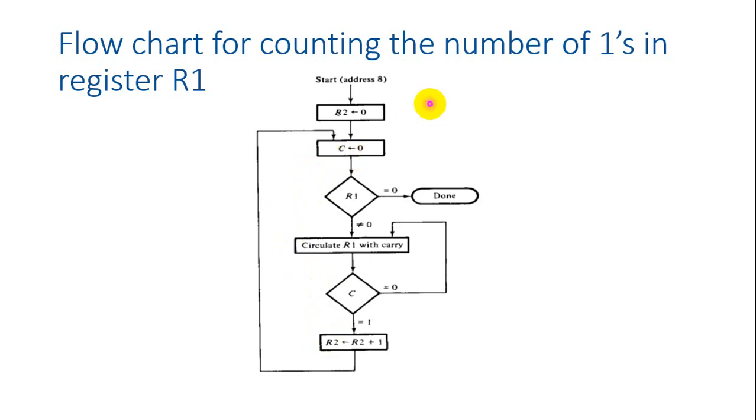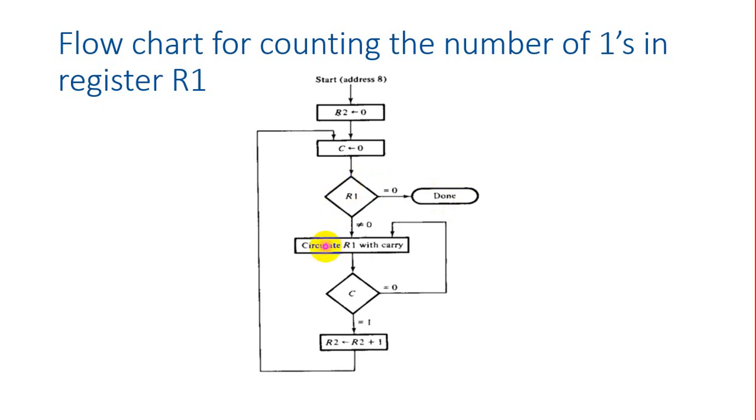So first thing, we initialize the register R2 with 0, because R2 will hold the count value, right? R2 register will hold the count value. First thing, we initialize R2 with 0. Then we initialize the carry bit with 0. We clear the carry bit. Now we check the register R1. If R1 is equal to 0, that means there is no one, so the job is done. But if R1 is not 0, then certainly there is someone.